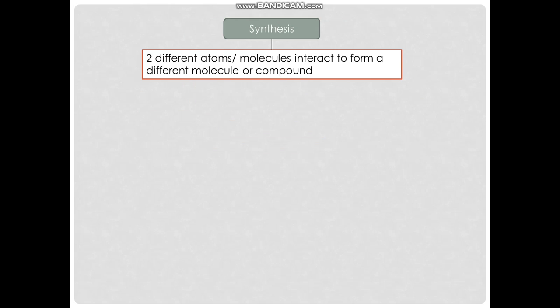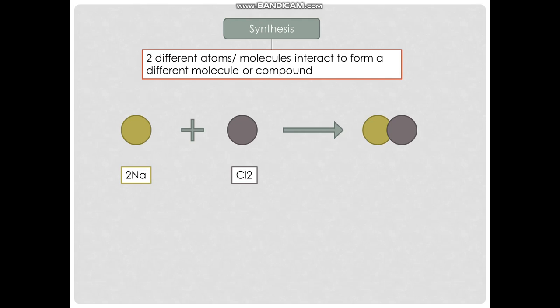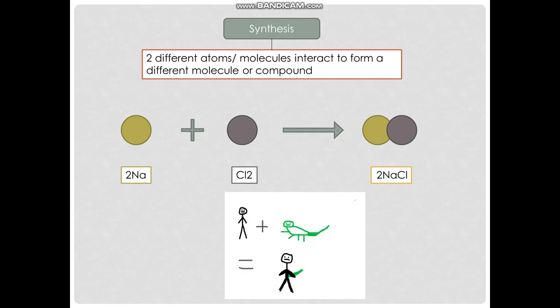First off, there's synthesis, in which two different atoms or molecules interact to form a different molecule or compound. So here's one atom and a second atom, and they form a new compound. Here's an example. 2Na combines with Cl2 to form 2NaCl. And here's another example.